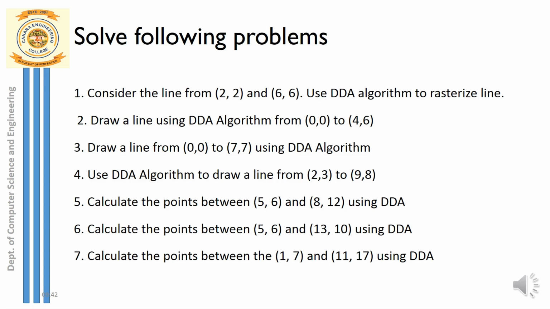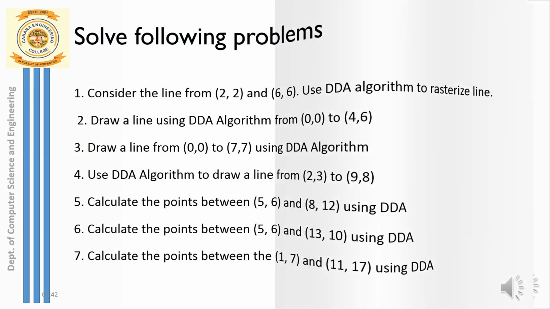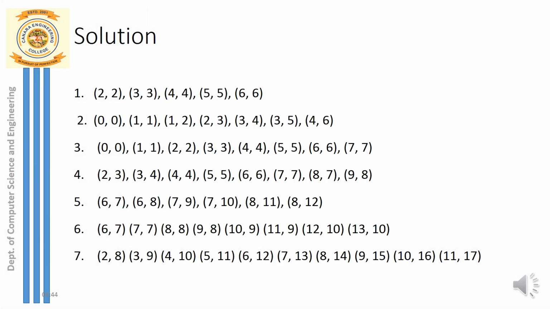Here are a few exercise problems which you can go through. This covers all possible cases: slope less than 1, slope greater than 1, slope equal to 1. You can take these up as exam homework, wherein you generate all the points using the DDA algorithm, so that you will be more familiar with it. Here is also a solution for those problems, the possible output x coordinates and y coordinates that you generate for the line segment using DDA. Hope the DDA algorithm is clear.